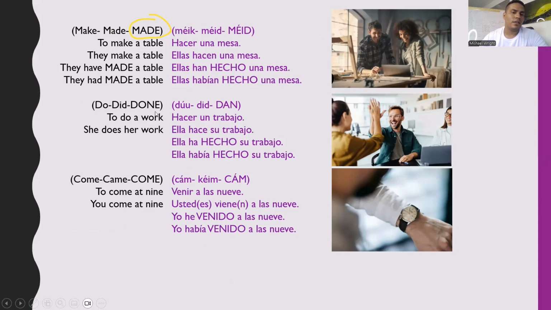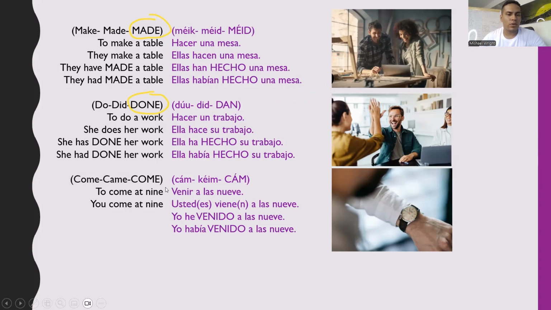Do, did, done. I don't know if you are familiar with this word, right? When somebody is done, you say work done, trabajo hecho, right? Or in the system, sometimes it appears done, right? That means hecho. So we say to do a work, right? Do a work, that is an infinitive. She does her work. She has done her work. She had done her work.